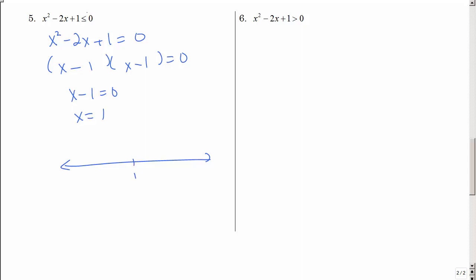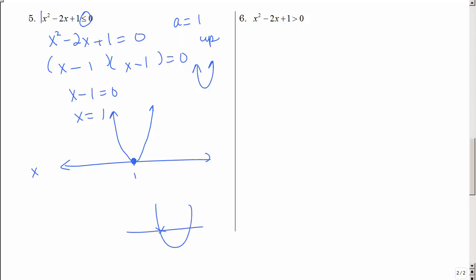Keep going. That has an equal to part, so I fill it in. A is 1, so that tells me the parabola goes up. Now, if it goes up and it only can go through the x-axis one spot, where's that one spot? Well, the only way that would work is if the vertex was that one dot. That's it. Any other way, if you were to draw it like this, it's going to cross it in more than one spot, so you can't do that.